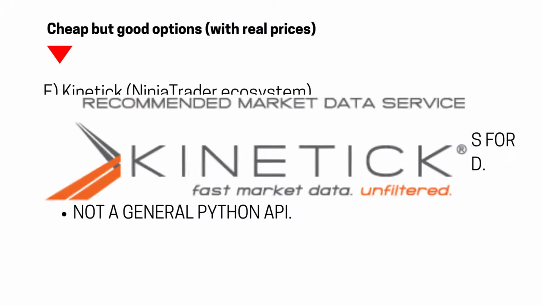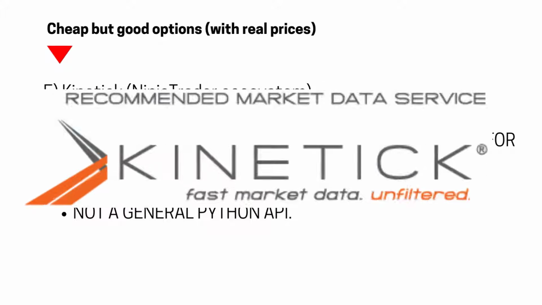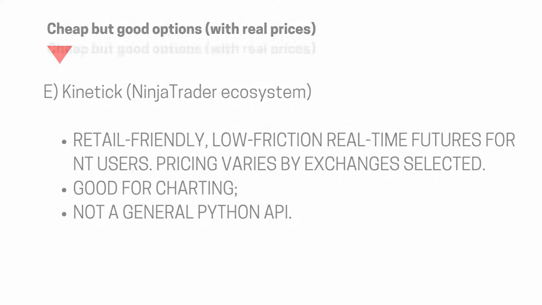Then we have something called Quant, which is part of the NinjaTrader ecosystem. It is retail friendly, low friction real-time futures for NT users. The pricing can add up and varies by exchange selected, i.e. between CME and ICE. It's good for charting, but it's not a general Python API. It can be done, but it is very difficult.